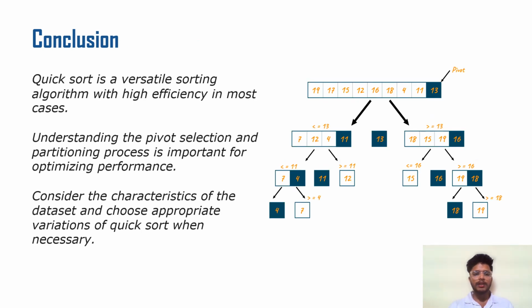Moving on to the last slide, where we have the conclusion. Quicksort is a versatile sorting algorithm with high efficiency in most cases. Understanding the pivot selection and partitioning process is very important for optimizing performance. Consider the characteristics of the dataset and choose appropriate variations of quicksort.